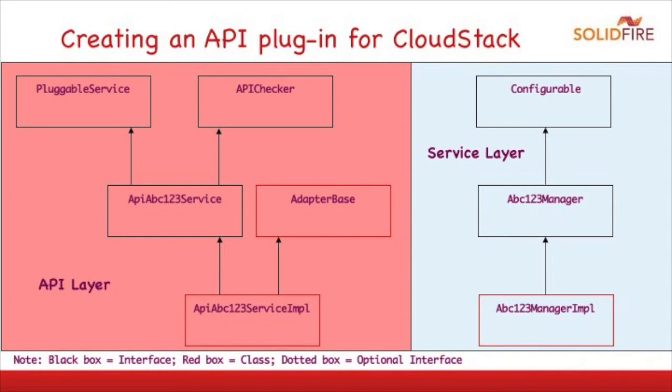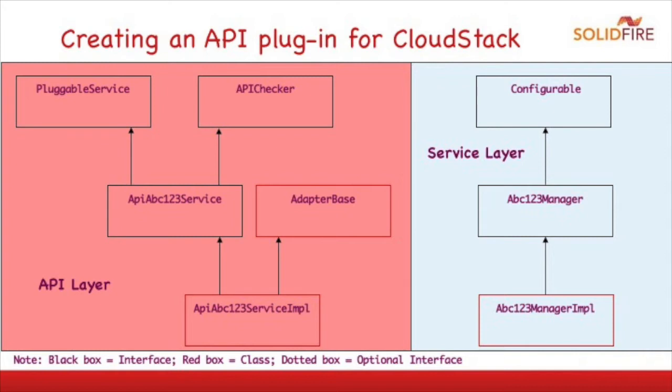Then on the far right side, you have the service layer. This is our business layer. Again, we've got the API layer at the top and our service layer below it. This is what's actually going to be invoked by the API object to get some real work done in CloudStack. Similarly, we see it's ABC123 manager impl. It implements an interface, ABC123 manager.